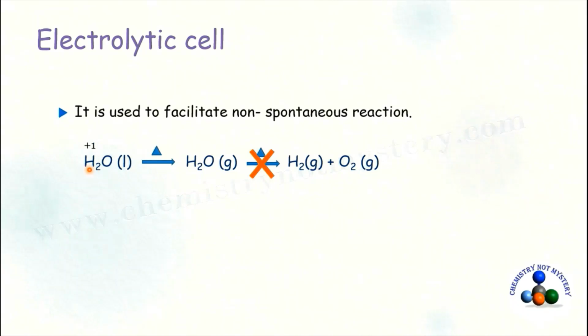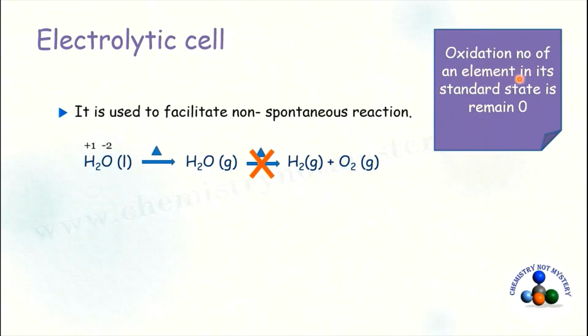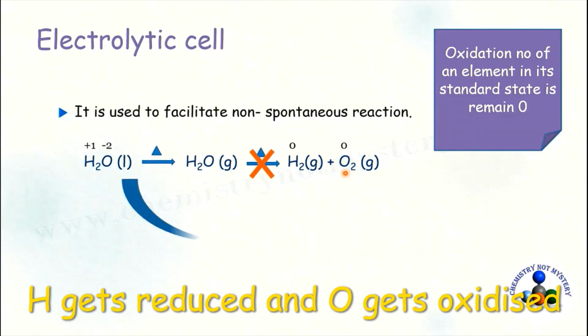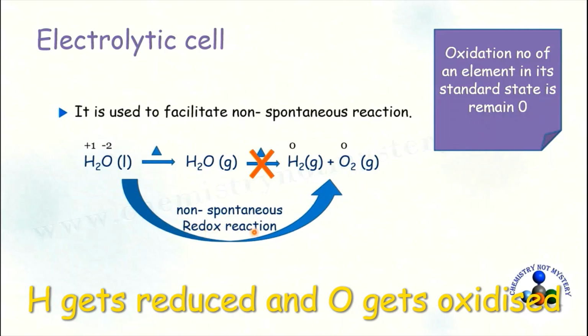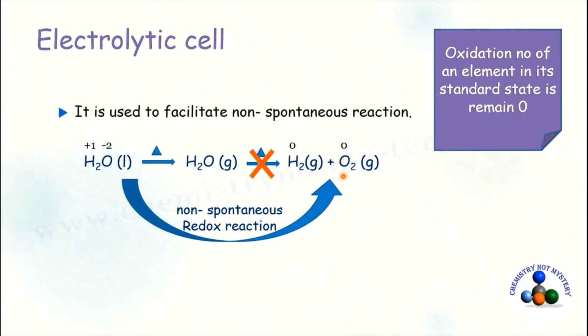In water, oxidation number of hydrogen is +1 and oxidation number of oxygen is -2. And as you know, oxidation number of any element in its standard state remains 0. So oxidation number of hydrogen in H2 gas is 0 and oxidation number of oxygen in O2 gas is also 0. So the conversion of water into H2 gas and O2 gas is a non-spontaneous redox reaction as it doesn't take place under normal condition. To produce H2 gas and O2 gas from water, we require electricity and the process is known as electrolysis. For this conversion, electrolytic cell is used.